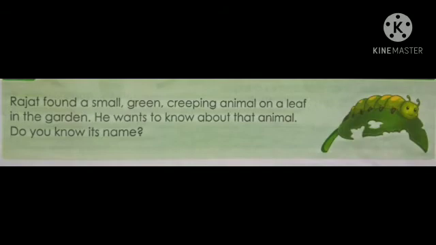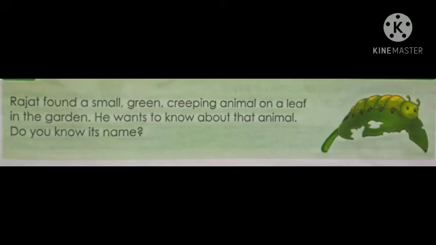Rajat found a small green creeping animal on a leaf in the garden. What did Rajat find? Rajat found a small green creeping animal on a leaf. See over there, a picture is given. One insect is there on a leaf. Rajat found that and he wanted to know more about that animal.